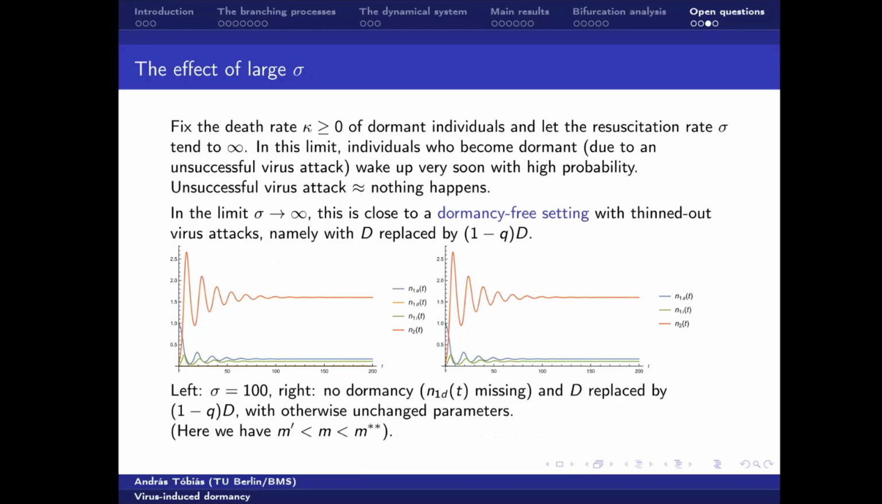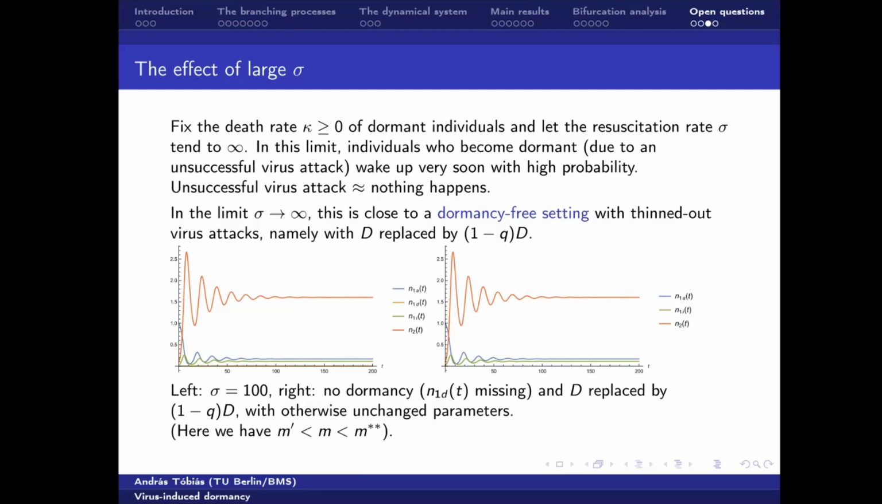And the other thing is large sigma. So what happens if sigma is large? This means that every dormant individual with high probability resuscitates very fast after becoming dormant. And this means basically that all these unsuccessful virus attacks are just as if nothing would happen to these hosts. So the hosts are only affected by the successful virus attacks. And this means that we basically thin out these virus attacks.